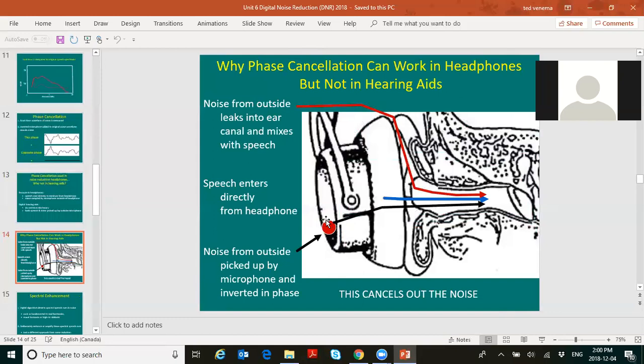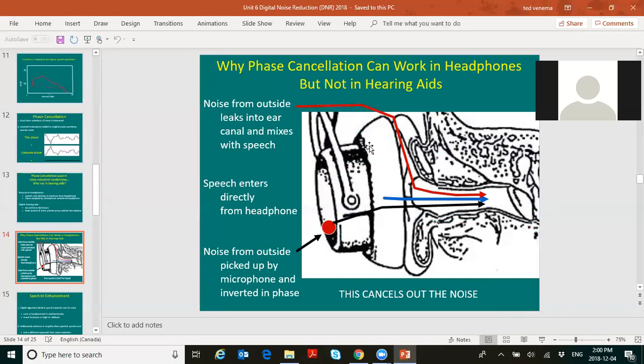And it flips the noise upside down so that now you can cancel out the noise that's leaking in, and thus it leaves the speech alone. So that can cancel out the noise and leaves the speech. Okay? But hearing aids, if this was a hearing aid, the mic is sitting here, and both the noise and the speech are coming into the mic.